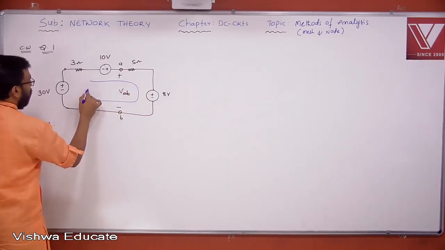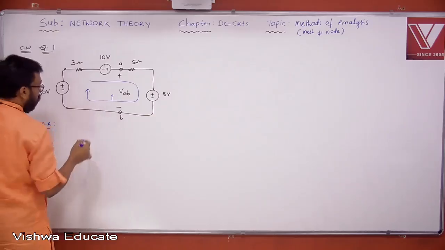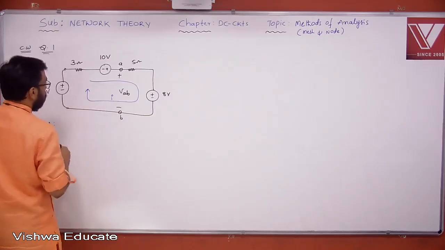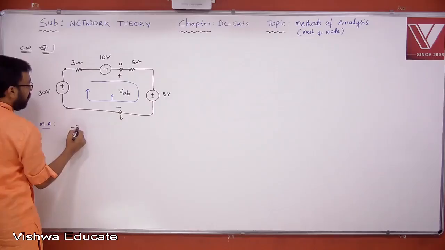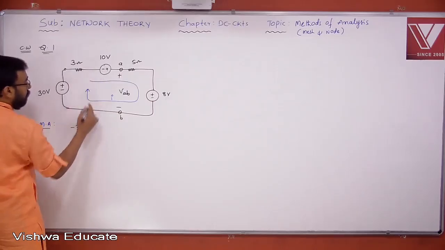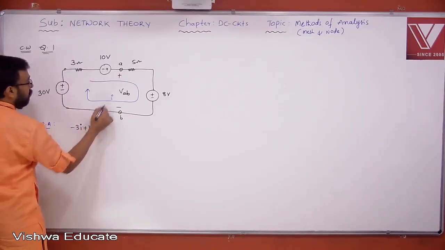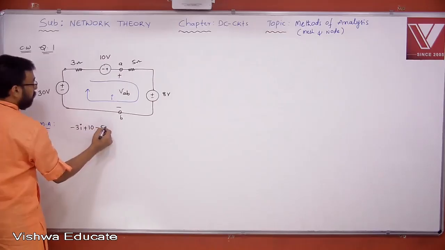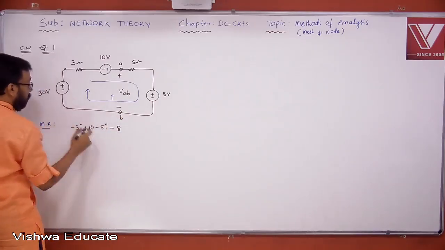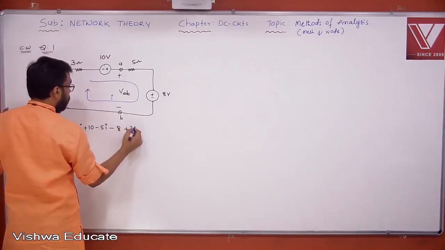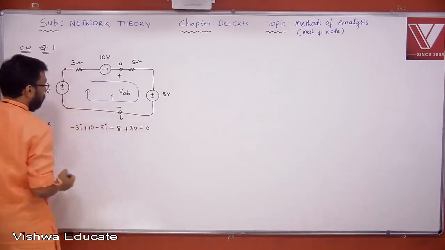For mesh analysis, first you have to define what is the loop current. Yes or no? Now look at this. When you take minus 3i plus 10 minus 5i minus 8 plus 30 is equal to 0.